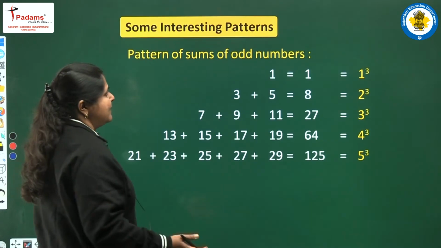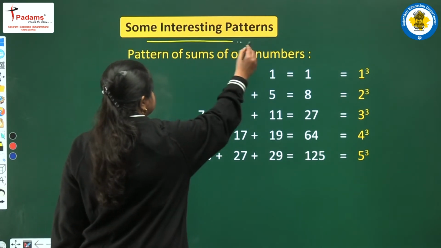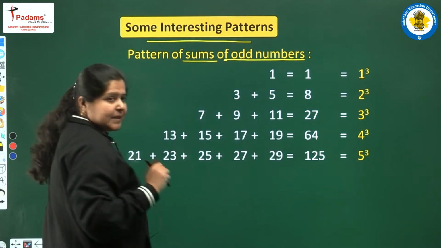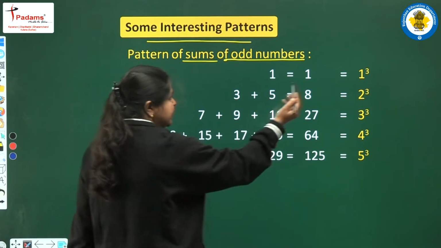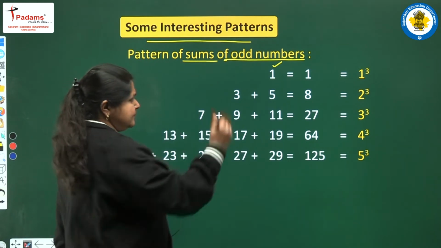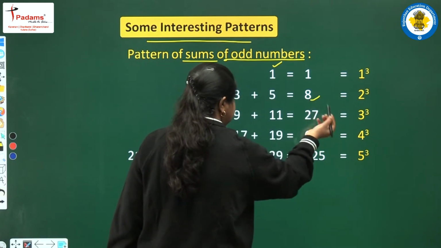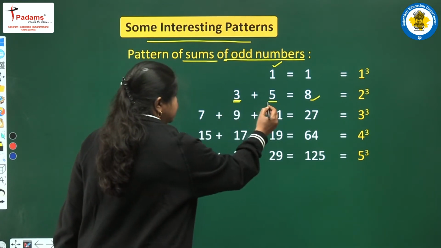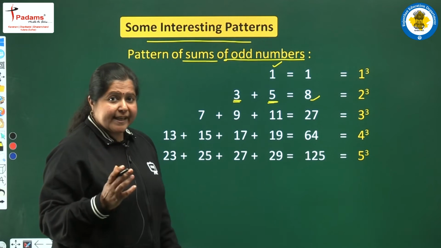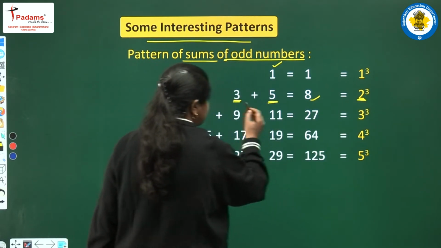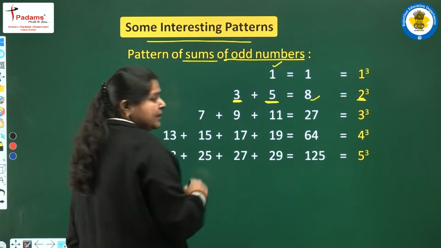Next we have some interesting patterns. Pattern of sums of odd numbers. आप यहाँ पर देखिए एक एक करके. 1 cube is 1, and this is 1, an odd number. 2 cube is 8, and this is equal to 3 plus 5. 3 और 5 दोनों consecutive odd numbers हैं, और आप देखेंगे क्योंकि हम 2 cube निकाल रहे हैं, so we are taking only 2 odd numbers.